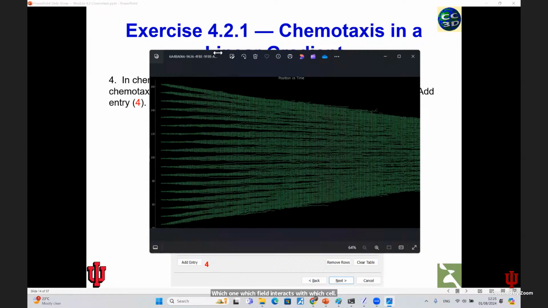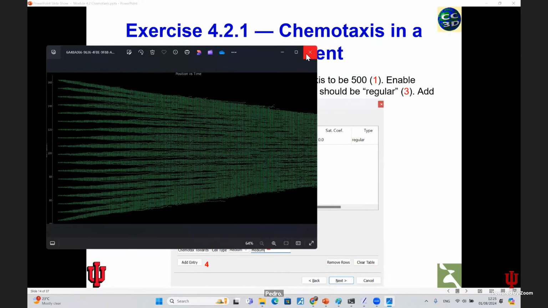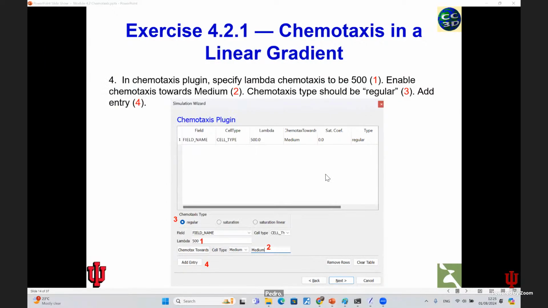Pedro, I don't understand that line that says cell type medium toward medium. Yeah. So to enable chemotaxis towards medium, you can simply type medium in the field 2.